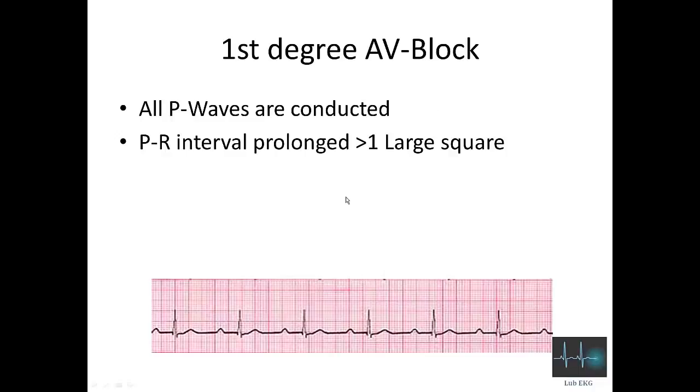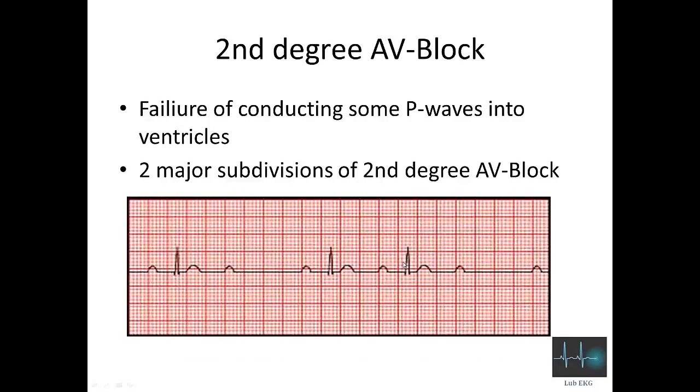The only thing, and this is why it's important to follow the 5 steps that we have taught you, is that you have a prolonged PR interval, more than 1 large square. As you can see, the PR interval is too long, meaning that the signal from the SA node takes too much time getting into the ventricle. It means you have a first degree AV block. All P waves are conducted. Still, after every P wave, you find a QRS complex, as you can see.